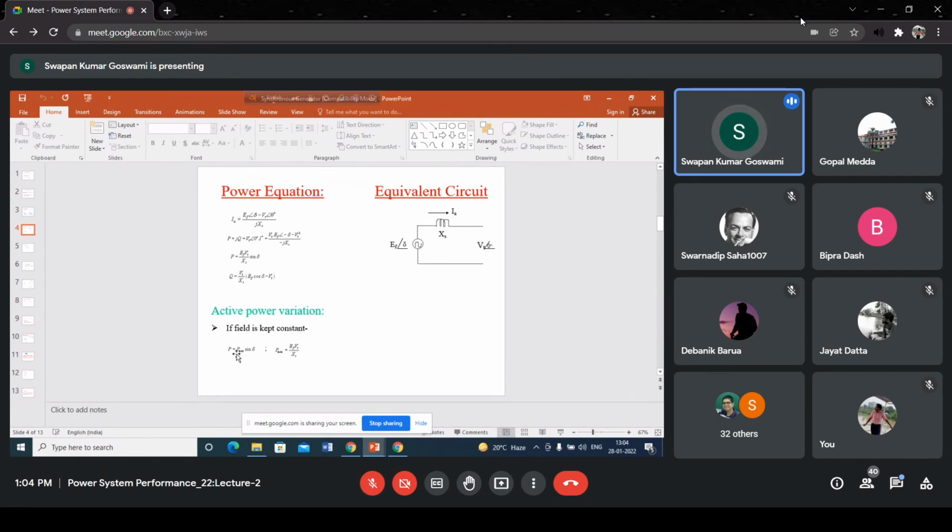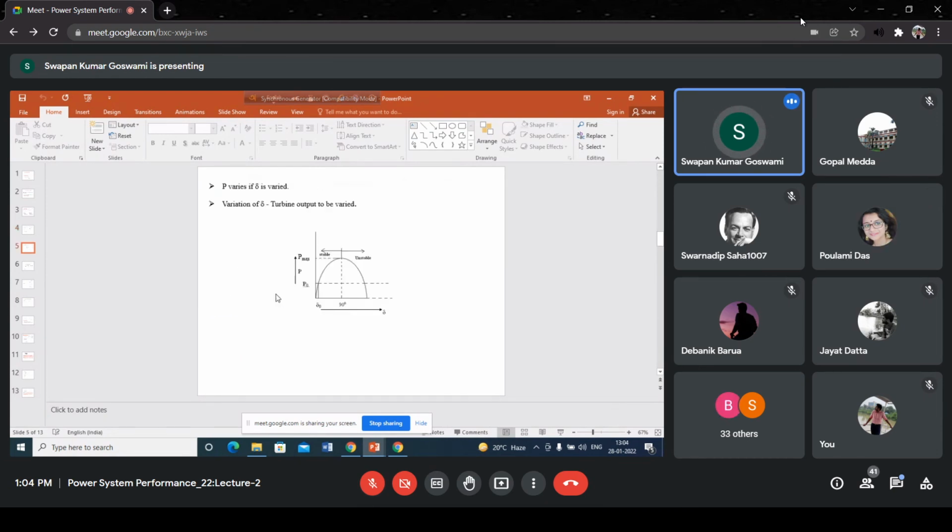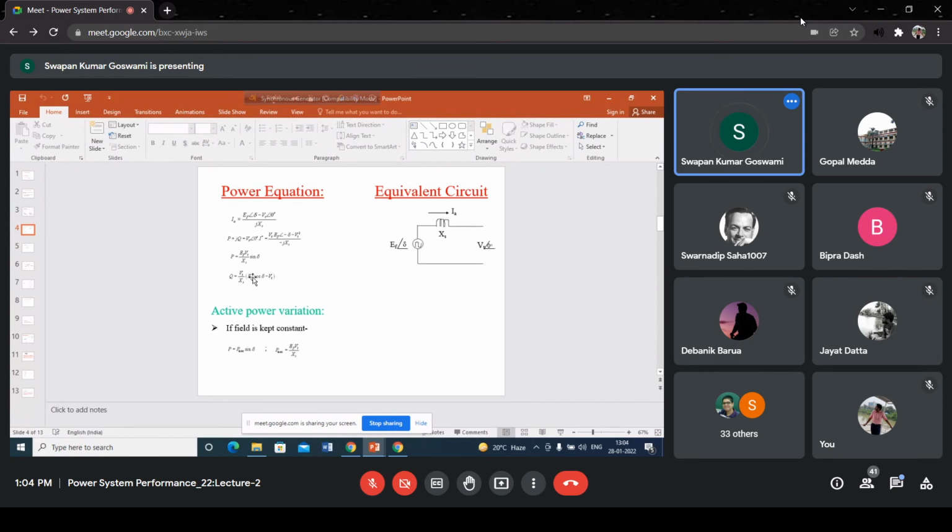Why are we writing this as P maximum? Because this is representing a sine curve. EF Vt by Xs sine delta, it is representing a sine curve like this. Okay, and as delta varies, obviously power generated also will vary. What is the maximum amount of power that we can get from this machine? That is obviously this part here, EF Vt by Xs, so that's why it is written as P maximum.